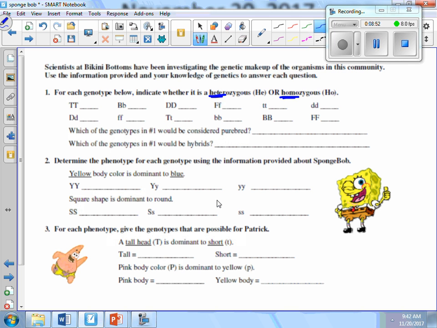So the first one is an example, Koya. Are these 2 uppercase letters the same or different? They're the same. So what did Adriana tell us? Which one was same? Homozygous or heterozygous? Homozygous. So you're going to put a big H and a little O over here. All right, you have 60 seconds to do all these. Go.